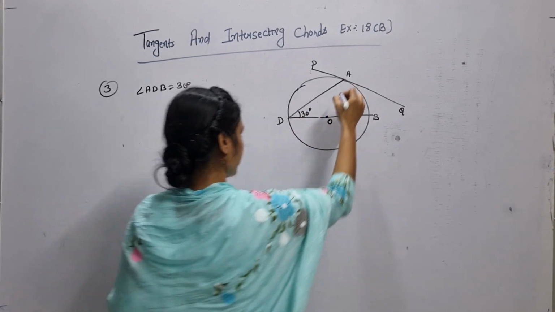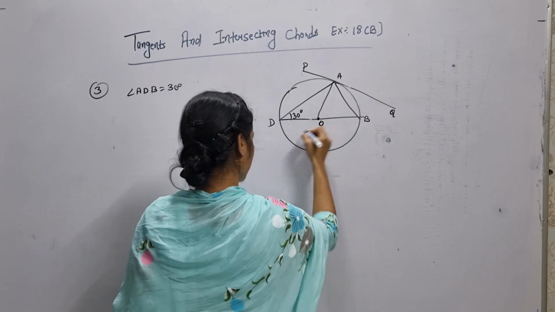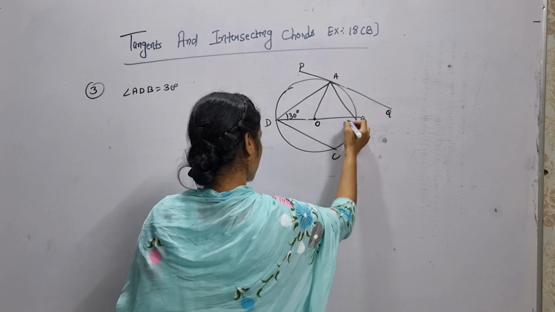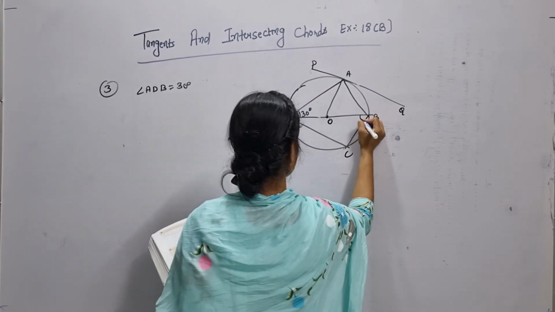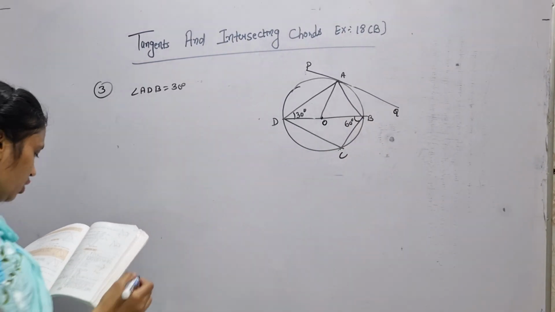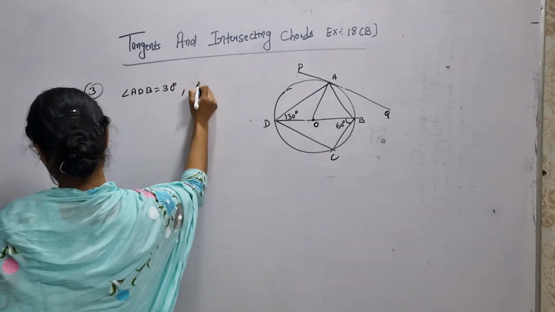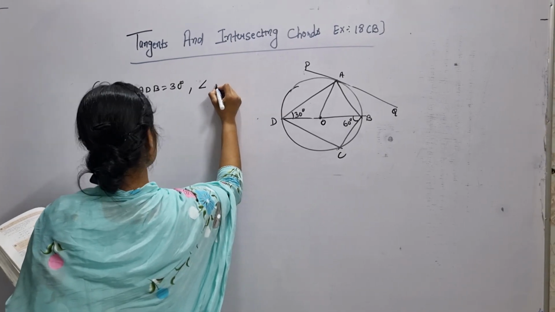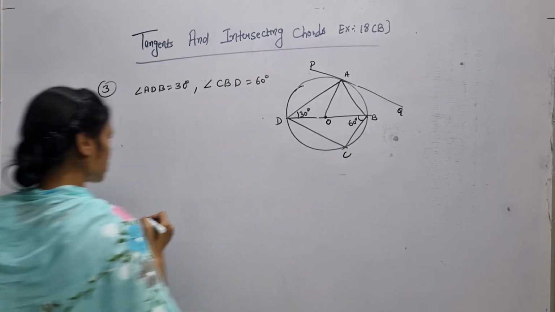The figure is given there itself. This is also a joint. Here somewhere is point C, and this angle is given as 60 degrees. This is a 30 degree angle. CBD is equal to 60 degrees.